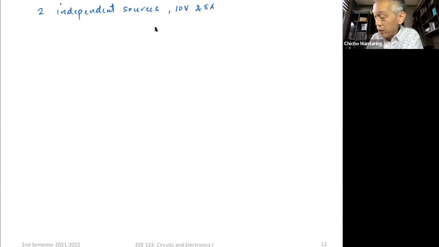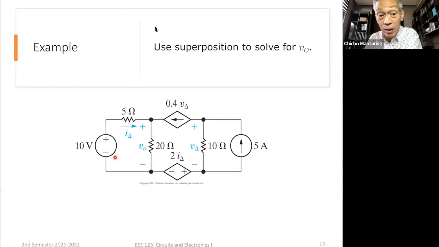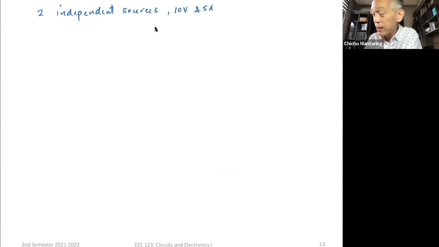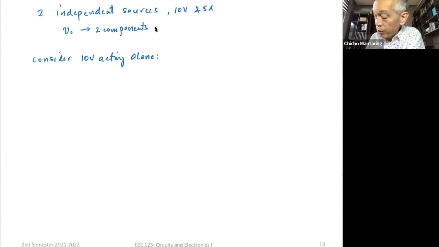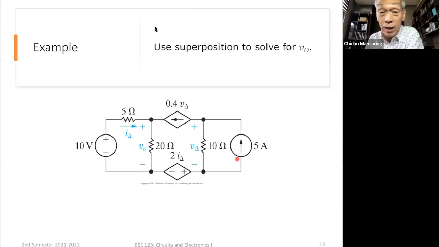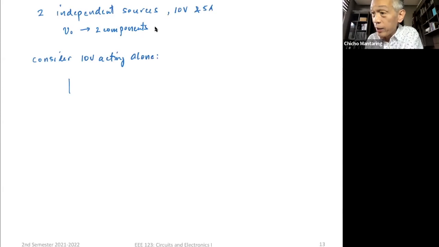So let me go back. 10 volt and 5 ampere, two independent sources. So V's of O will have two components. One due to the 10 volt acting alone, and the other due to the 5 ampere acting alone. So let's consider the 10 volt. Consider the 10 volt acting alone. So if I make the 10 volt act alone, anong gagawin ko rito? I will suppress this, or make it equivalent to an open circuit. So ano ang magiging equivalent circuit ko?